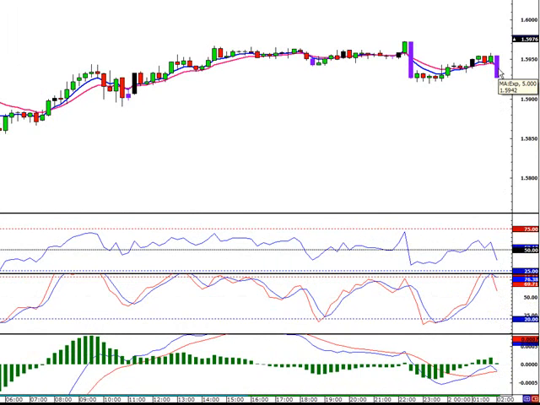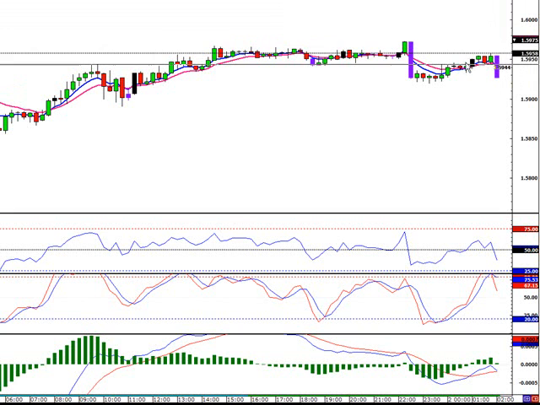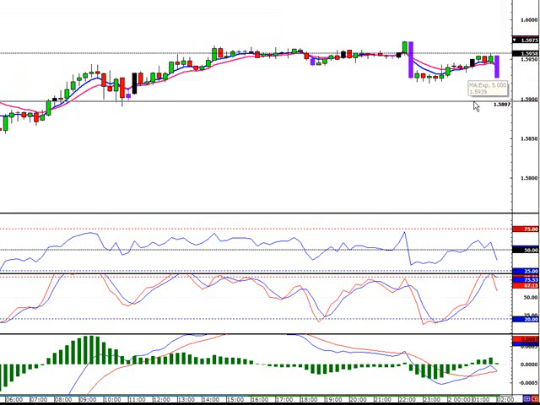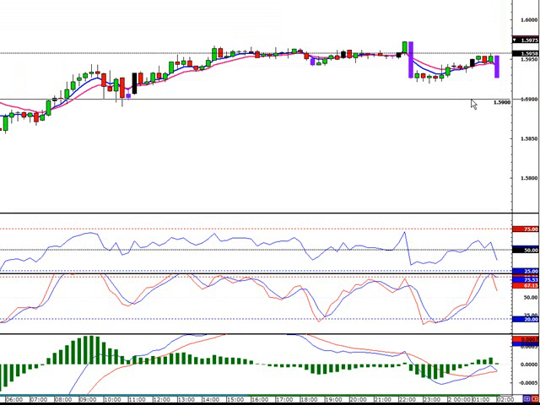This is a valid entry. So we would enter at the close of this candle, or as close to it as possible. In this case it's 59.27. Our stop will be at the most recent swing high at 59.58, and our target will be at the nearest 0.50 level. In this case it's 5900. So it gives us about 27 pips of potential profit, and that's perfectly fine.